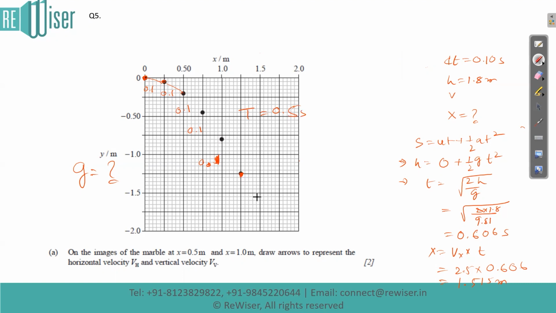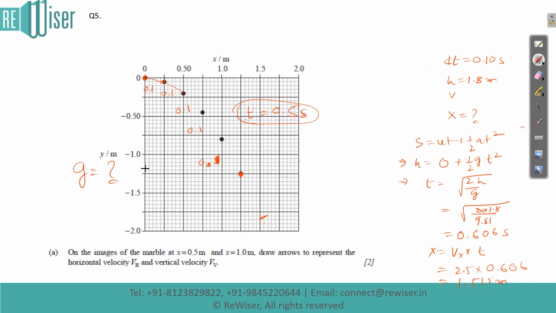Although when it hits the ground, it will be somewhere here. Okay, somewhere here, I guess. Anyway, does not matter. So to reach from this point to this point, this is the end point somewhere, it took time equal to, I'll take small t. Small t is equal to 0.5 seconds.